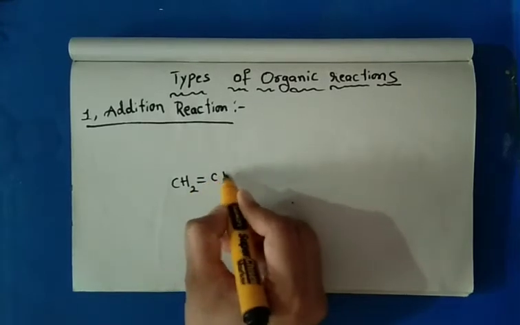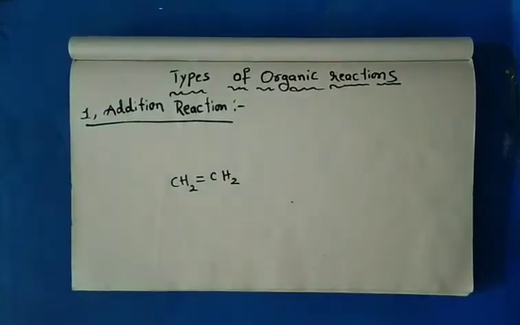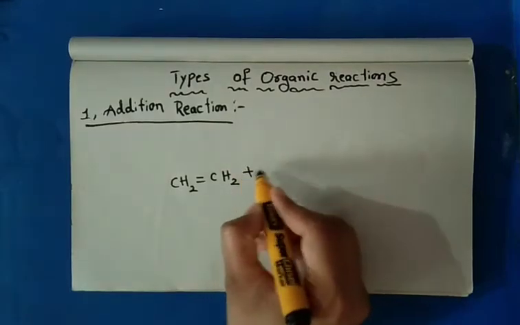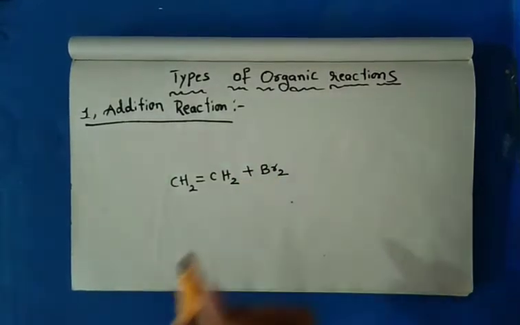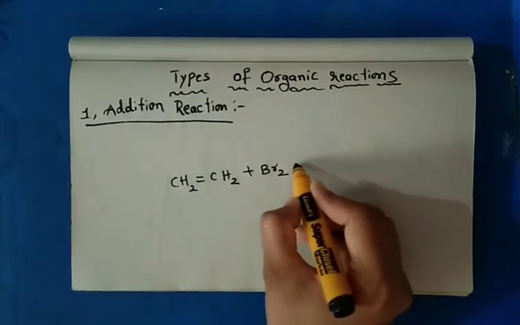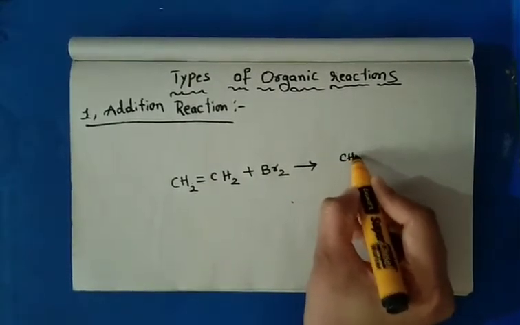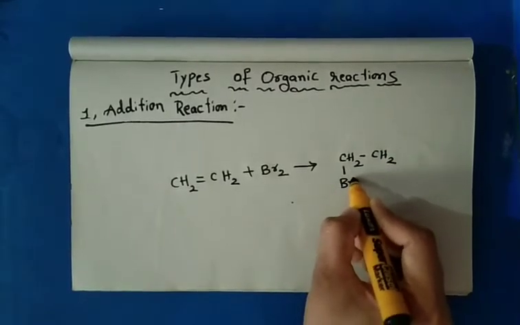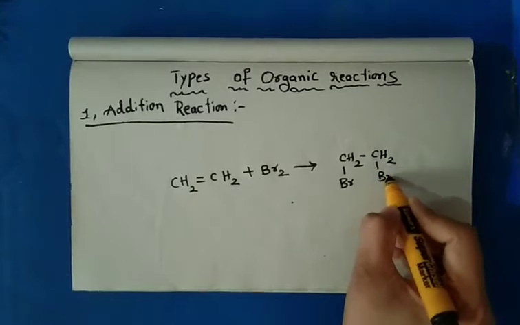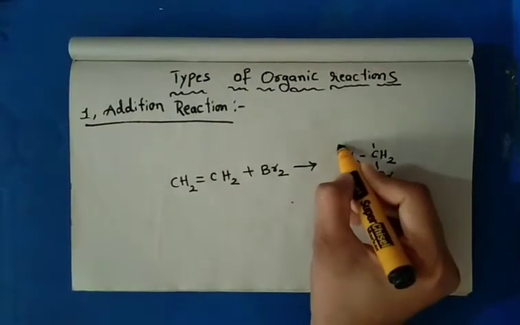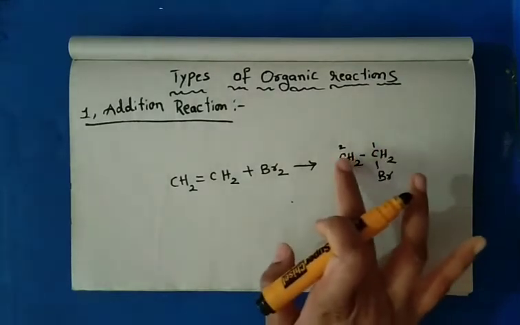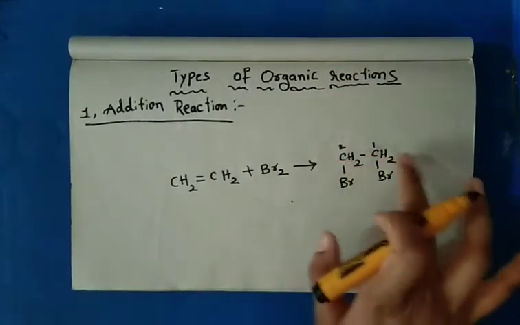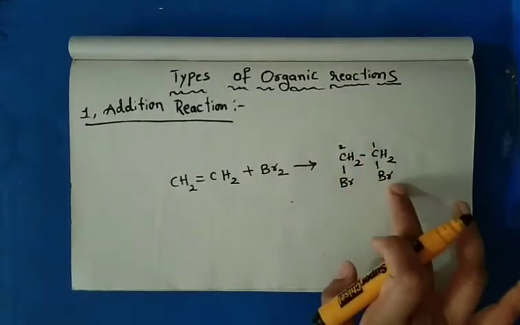CH2 double bond CH2. What is this name? The name is ethylene. Ethylene reacts with bromine to form CH2 single bond CH2 single bond Br and Br, which is 1,2-dibromoethane.